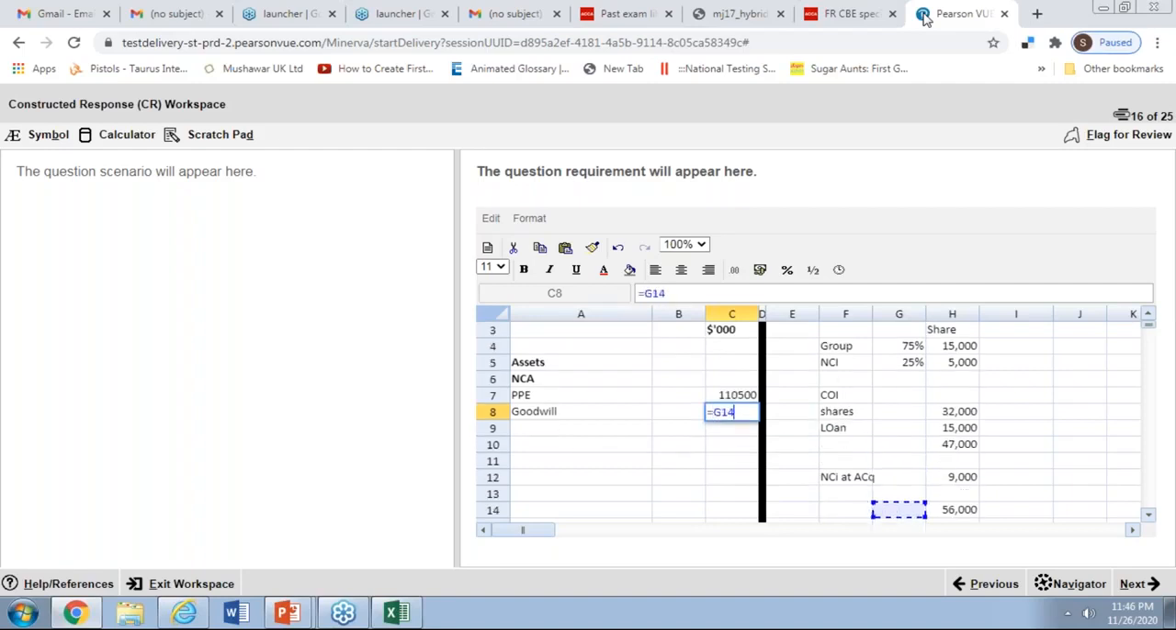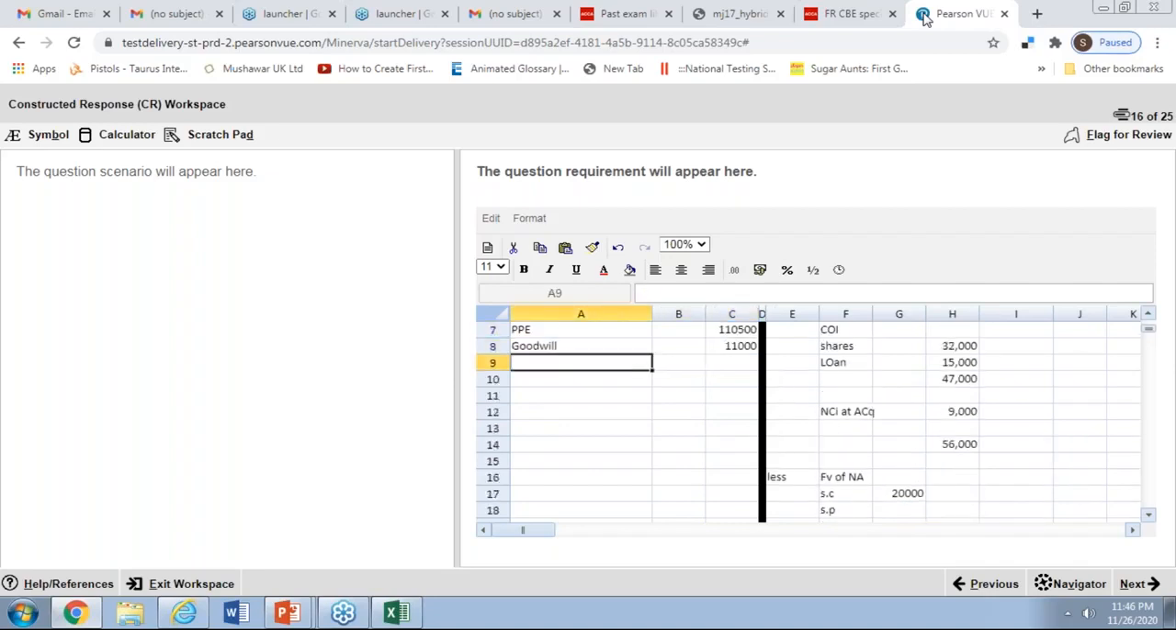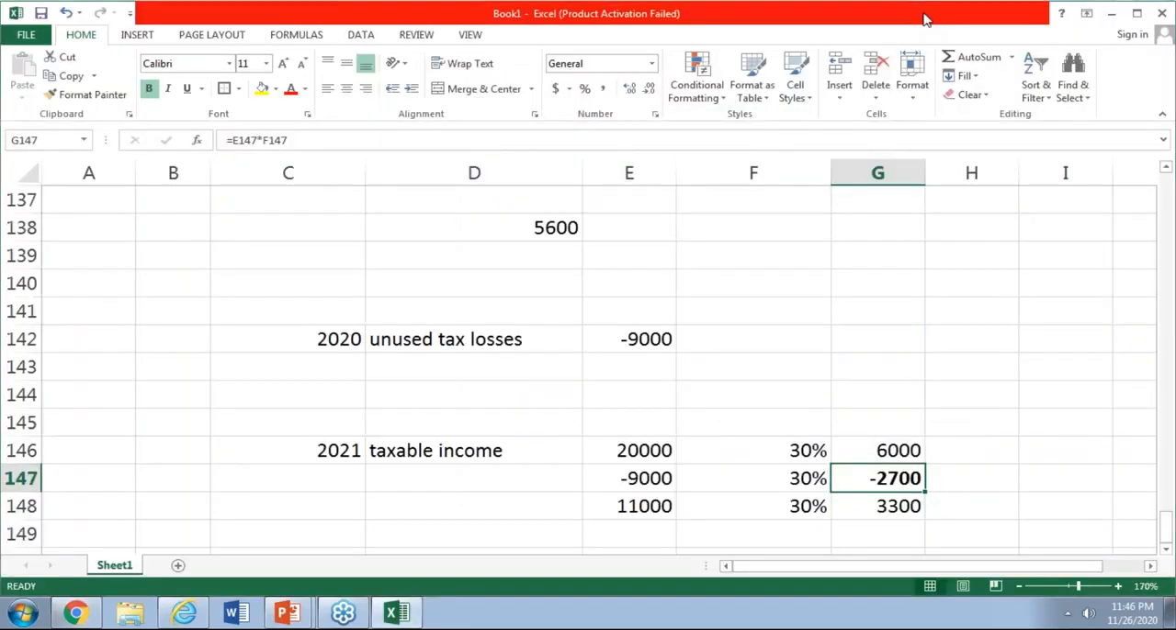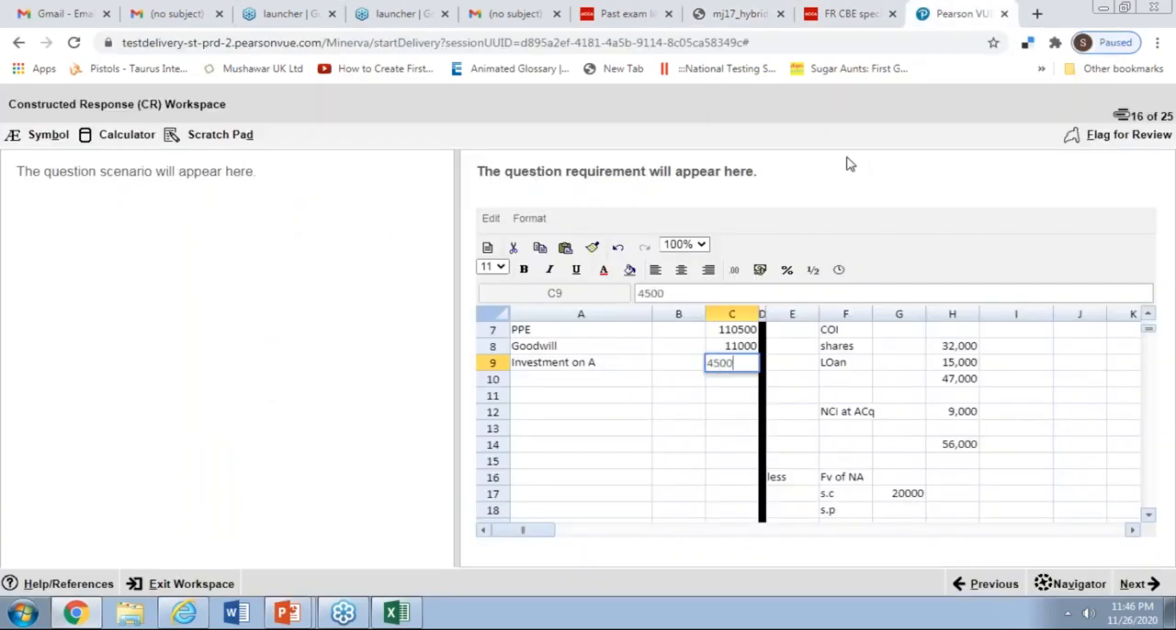Just need to take the goodwill from here. It's 11,000. Investment in associates. Suppose we don't know how to deal with investment in associate, I'm just placing it as it is. It's 4,500. I'm just placing it as it is. 4,000. So these are the total non-current assets of the company.